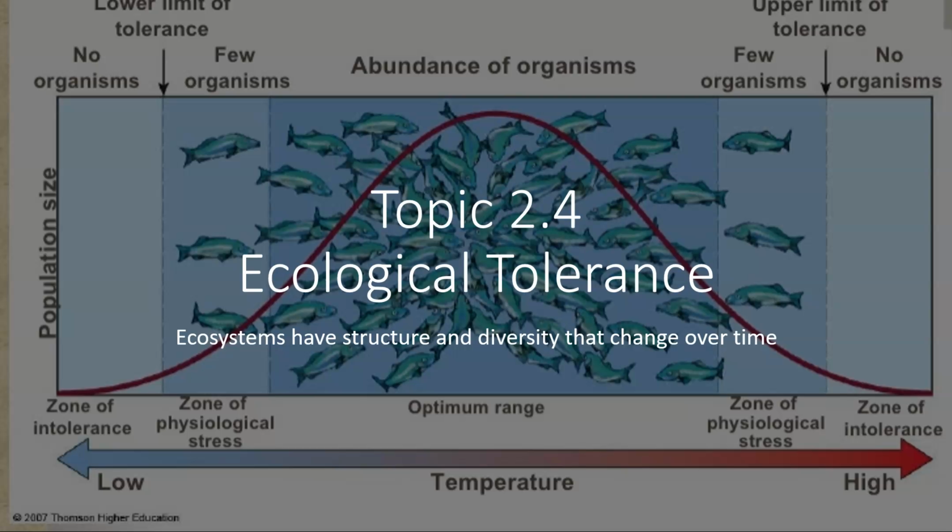In this particular notes session, we are going to discuss topic 2.4, which is ecological tolerance. Keeping in mind that our overarching topic for all of Unit 2 is that ecosystems have structure and diversity that change over time.